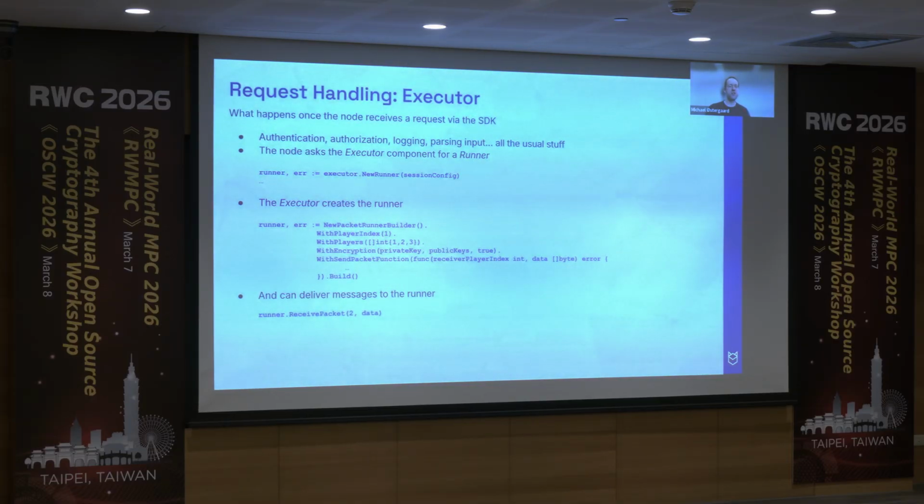So it has a send function that takes the index of the player that's supposed to receive this data and the actual data. So if you give that to the runner, it will just call that whenever it wants to send data to another player, and then the executor will have to fill out this function with how to actually send the data. Once data comes back to the executor, it can inject it into the runner by calling the receive packet method with the number of the player that sent the data and the actual data itself.